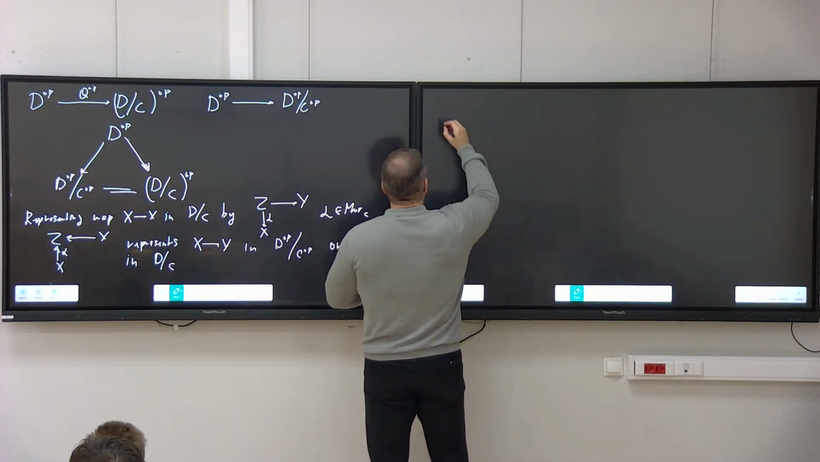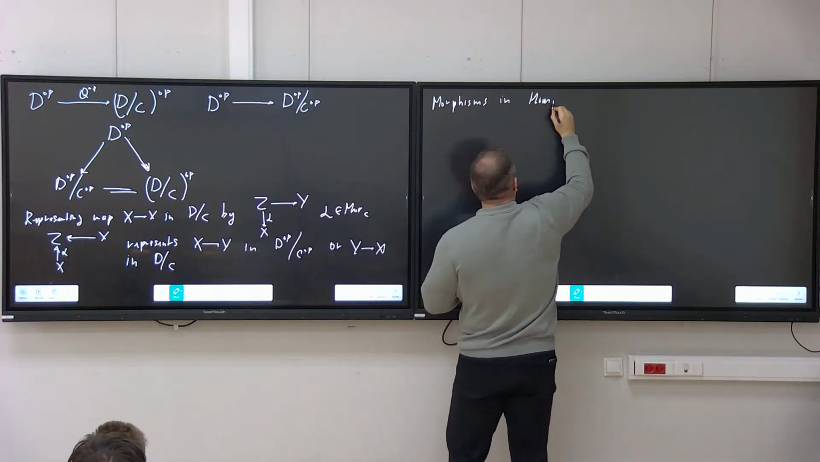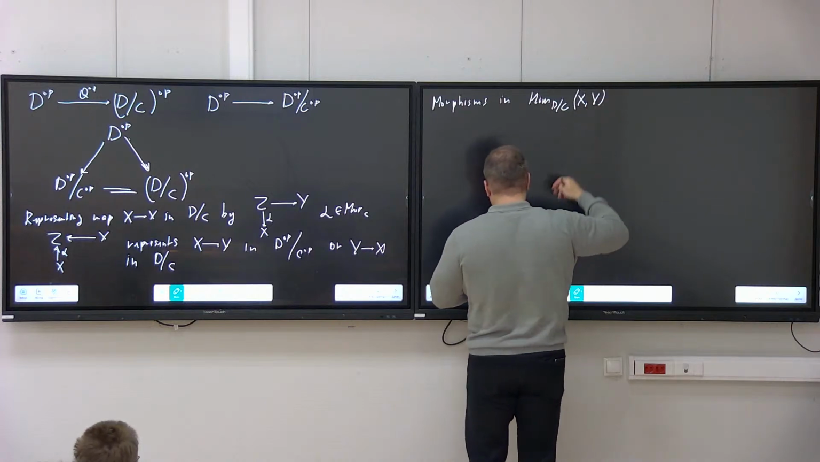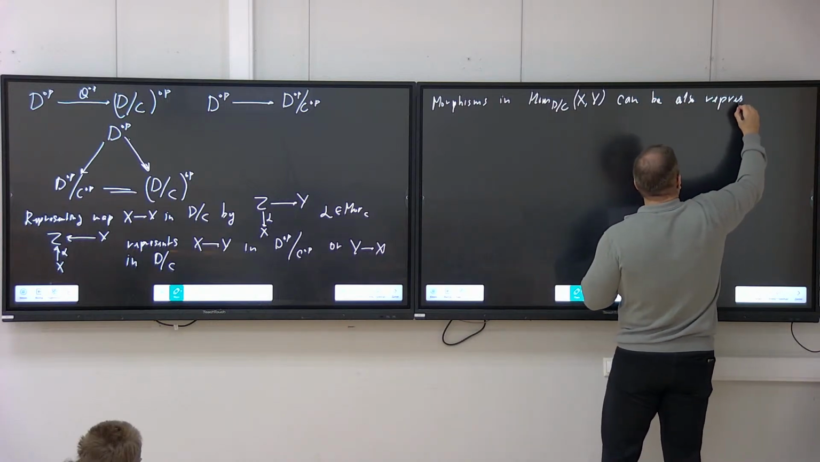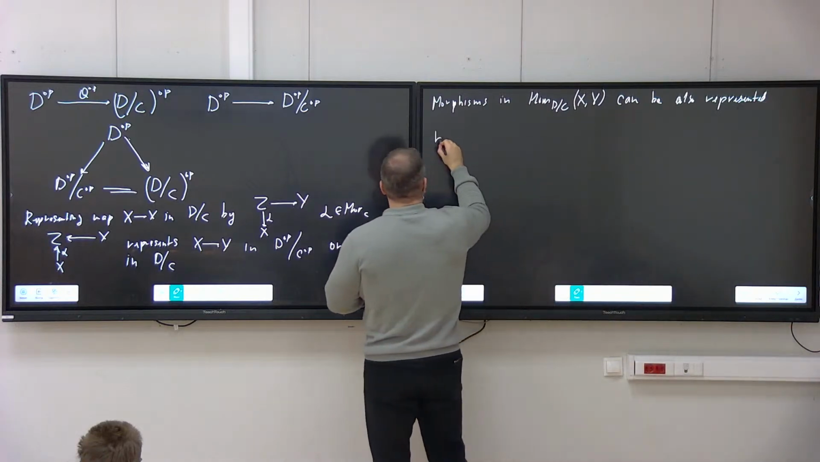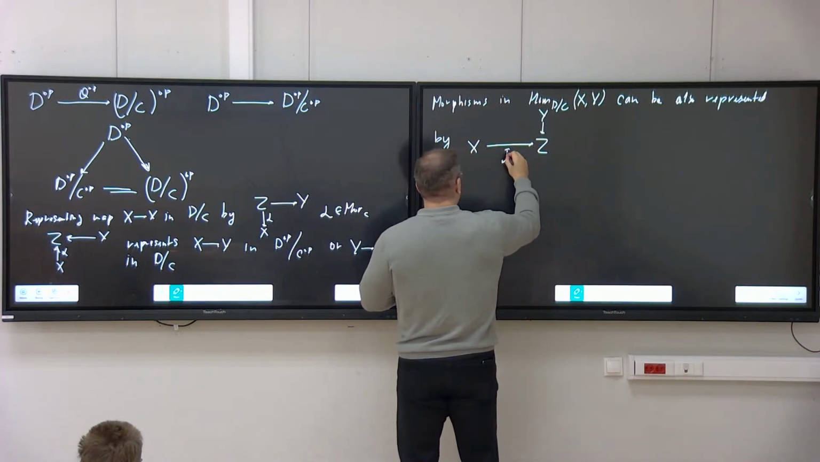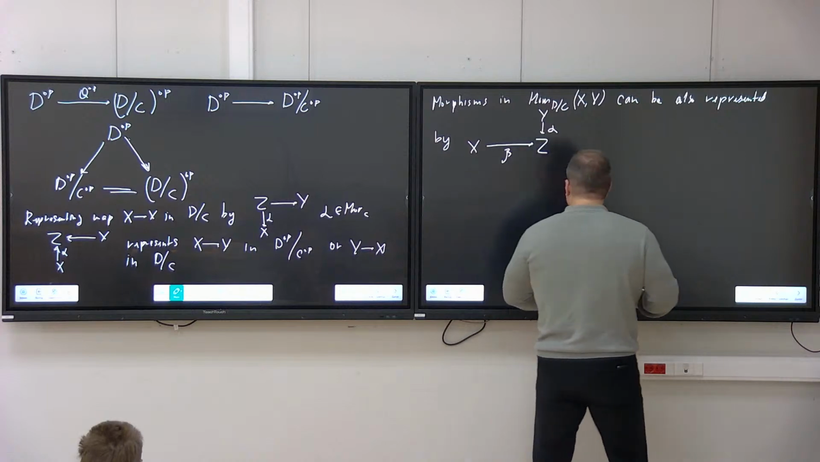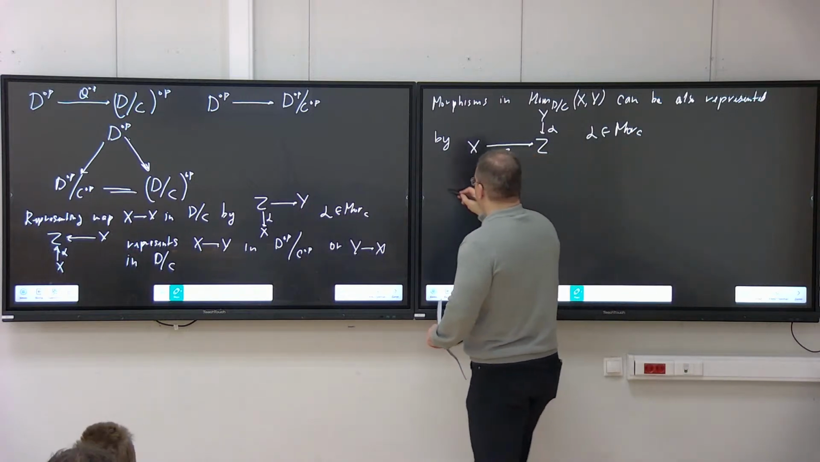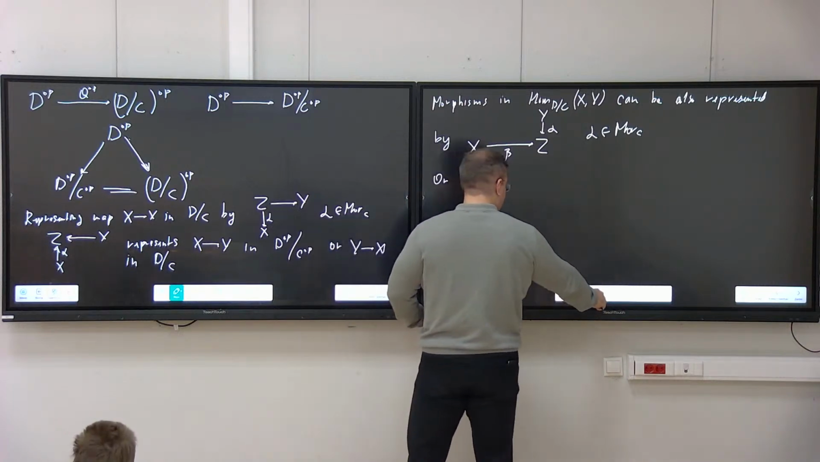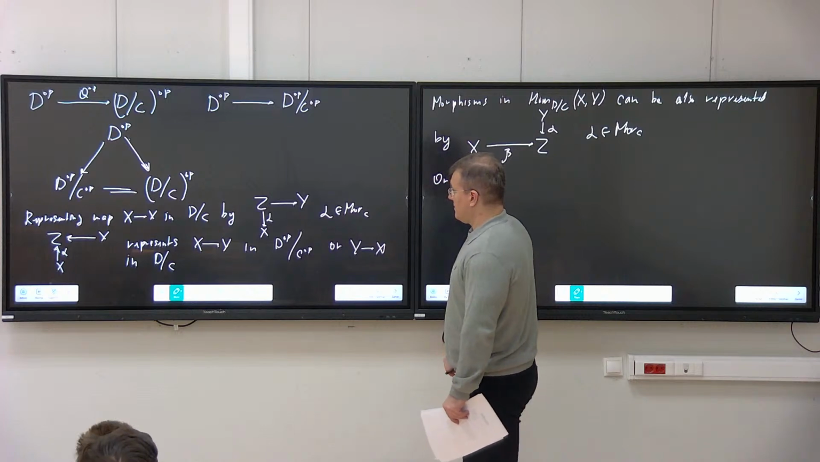So the upshot is that morphisms in the Hom of D mod C from X to Y can also be represented by roofs, but of the other kind. Sometimes these are called left roofs and right roofs, but I don't really want to always remember what's left and what's right. So I have a roof like this, but now alpha is in the more C. Or by fractions.